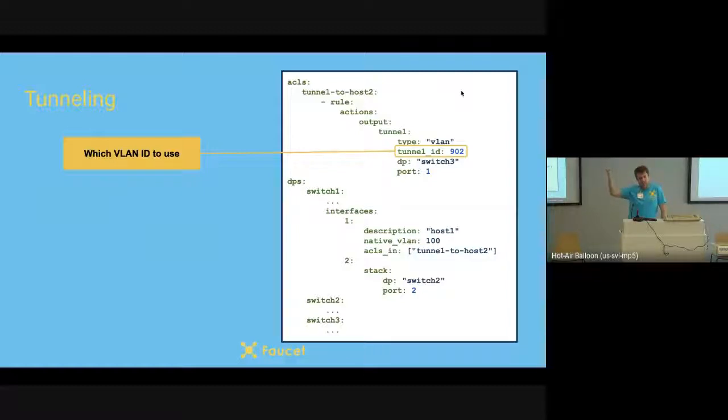It's going to be 902, so that's what the tunnel ID is. So it's kind of outside of forwarding and Faucet. You will translate the 902 by name. Yep.